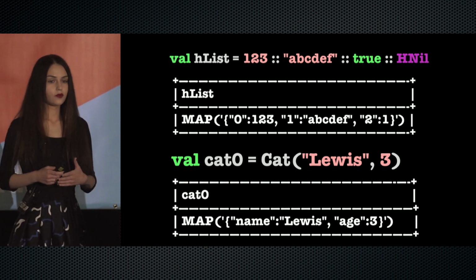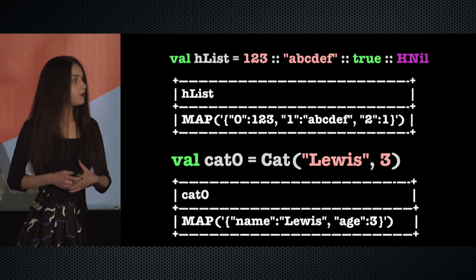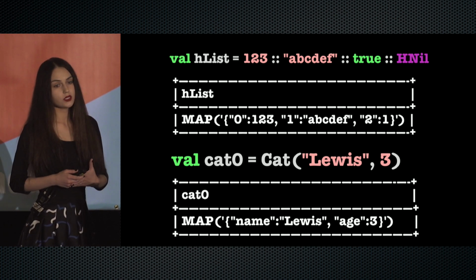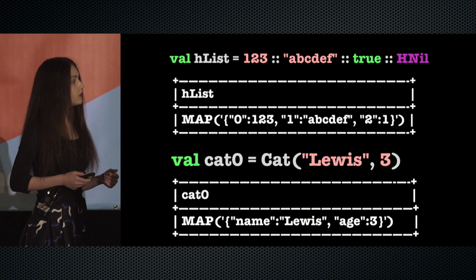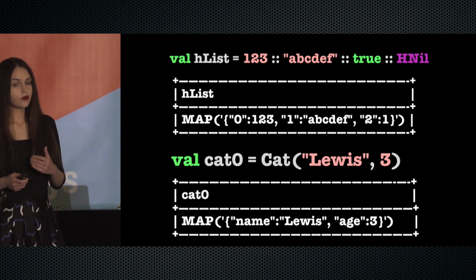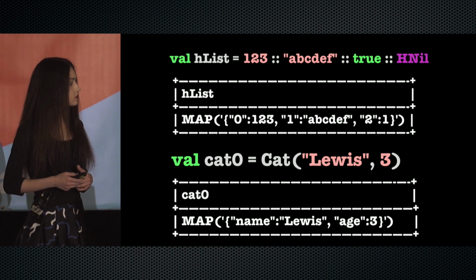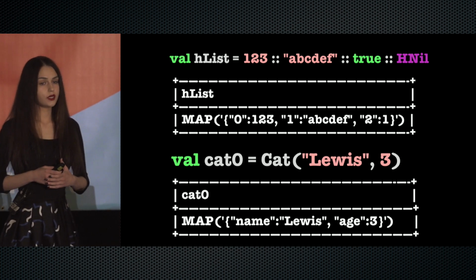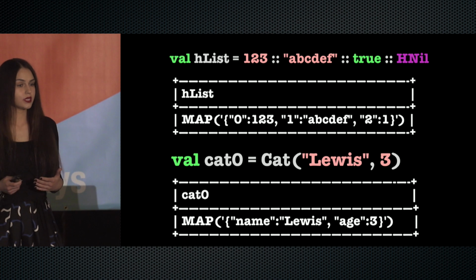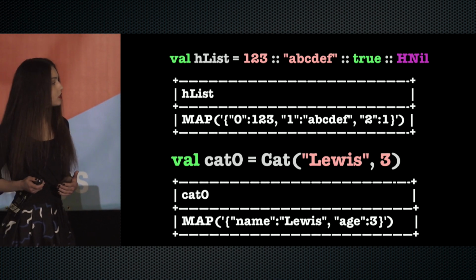I also did the same for the case classes. For example, a case class Cat will be stored as a native map as well, where keys will be the names of these fields and values the values of these fields. So we stored everything, and now we know how it looks inside the storage.